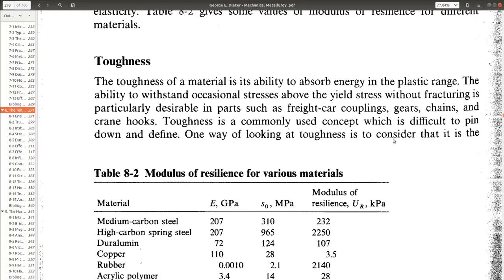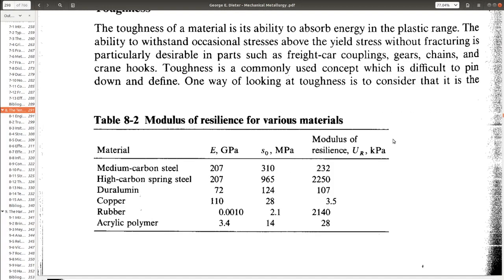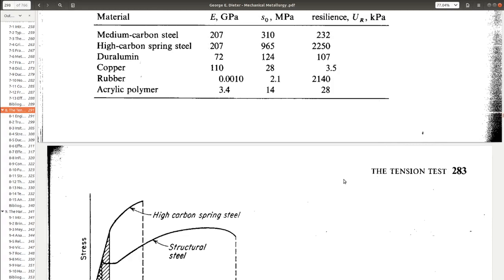So if you see in this table, you could observe the Young's modulus and the yield limit, and this is for resilience for different materials.